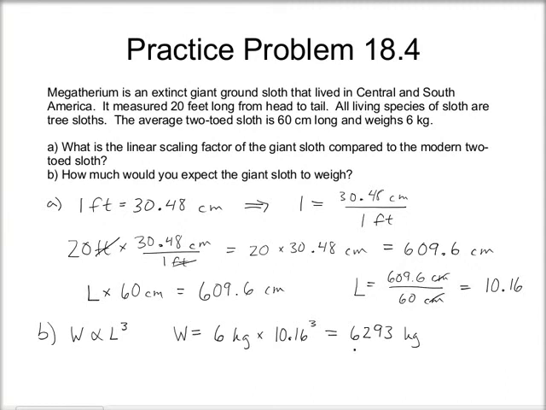So that's what you would expect it to weigh if the giant sloth is just a scaled up version of the two-toed sloth. In fact, scientists estimate that giant sloths weighed more around 4,000 kilograms, so a lot less than our estimate. And ground sloths are physically significantly different from their modern cousins, so maybe scaling up a modern tree sloth is not the best way to estimate the weight of an extinct ground sloth.